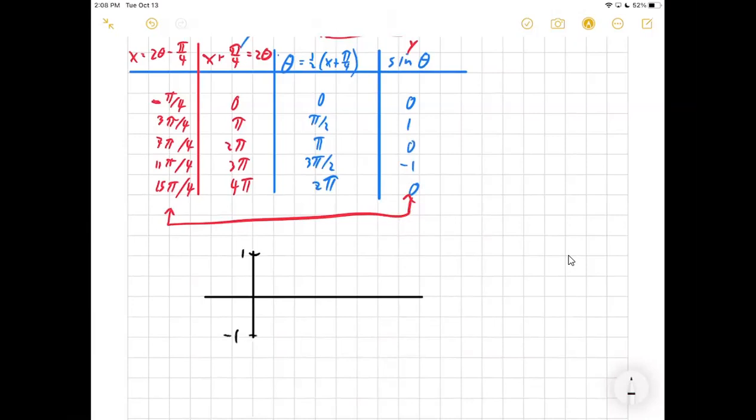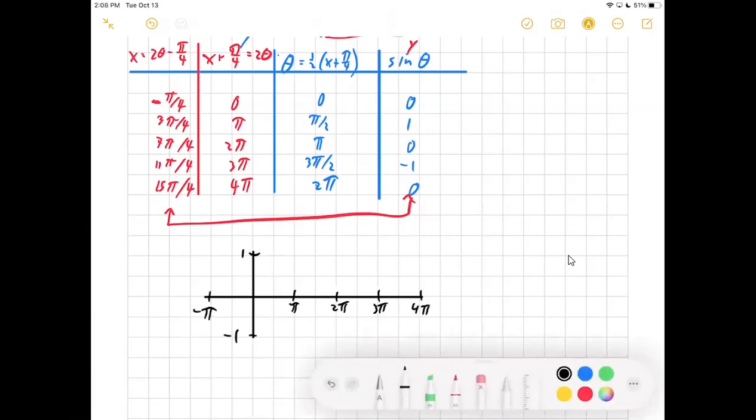All right, and if I were to go forward, let me put pi right here. This would be 2 pi, 3 pi, and 4 pi. And back here would be -pi. So I'm making every 2 units another value of pi.